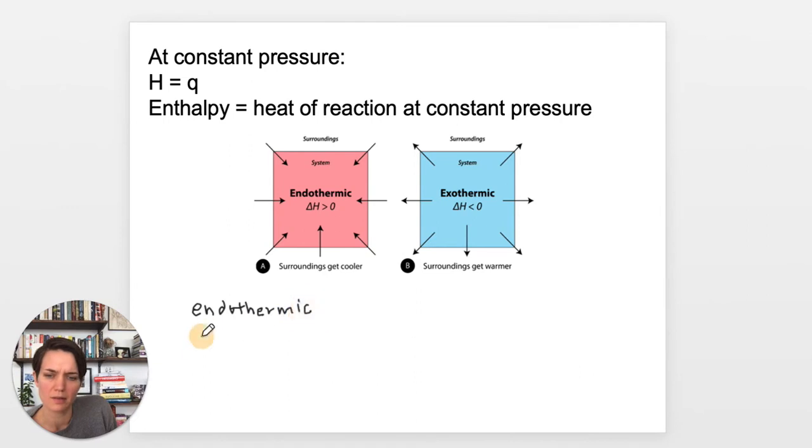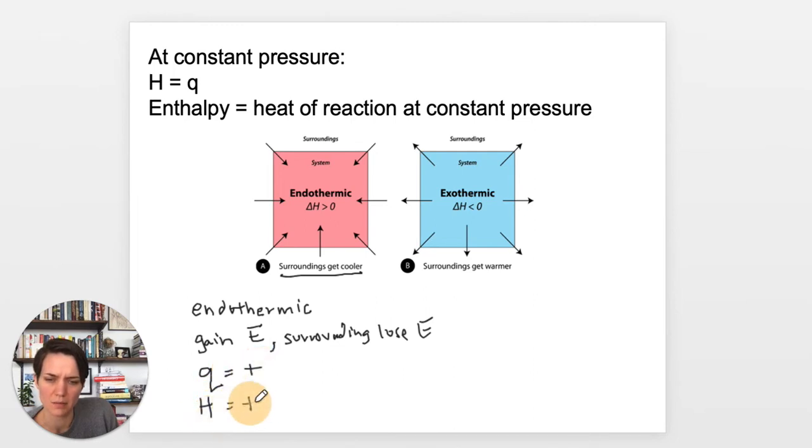So an endothermic system is going to gain energy. That means the gain of energy of the system means that the surroundings lose energy. So that's what this is saying here. The surroundings get colder in an endothermic reaction. That means that our Q for our system is going to be positive, which means that our enthalpy of the system would be positive. It means that the change in enthalpy of the reaction that we're looking at is going to be positive.